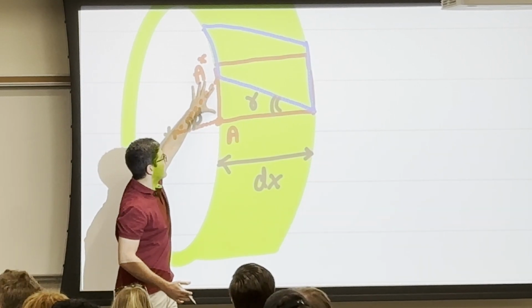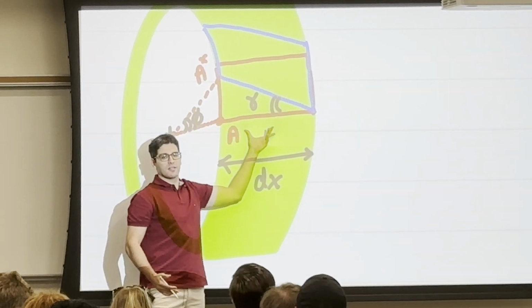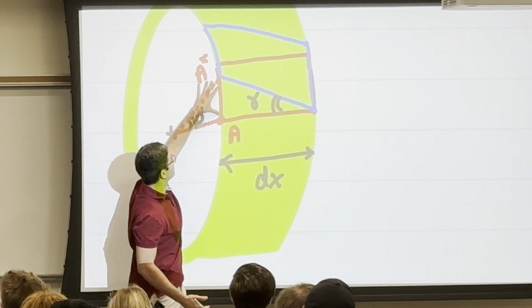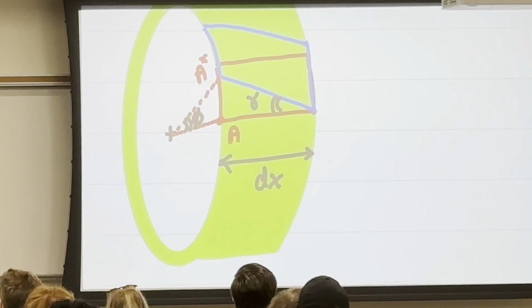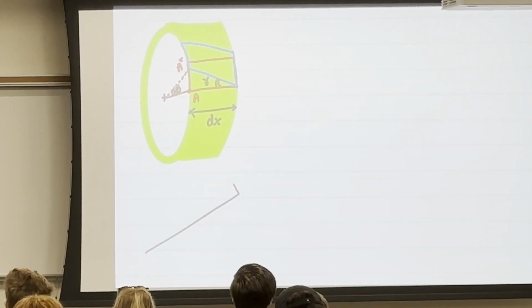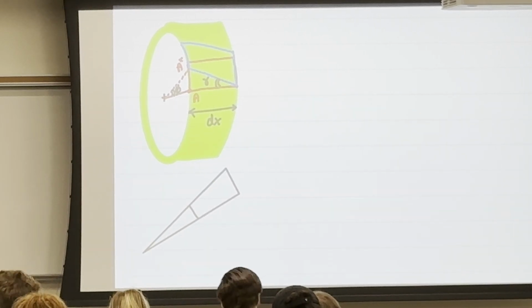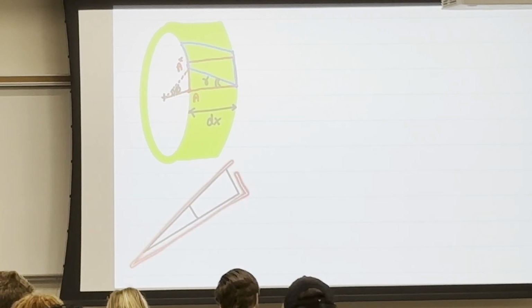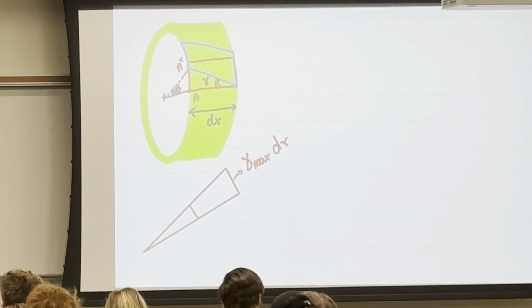So do you agree with me? So gamma is equal to this over this, right? So this guy will equal dx times gamma, right or wrong? Some trig here. So if I took this triangle out, this triangle is this one inside. And at the top here, I do have, and I'm going to call it, gamma max times dx.